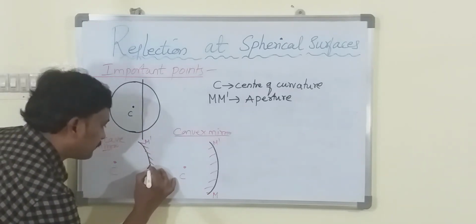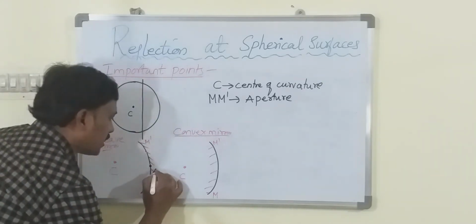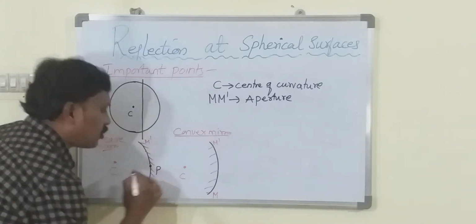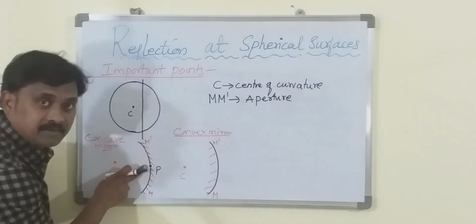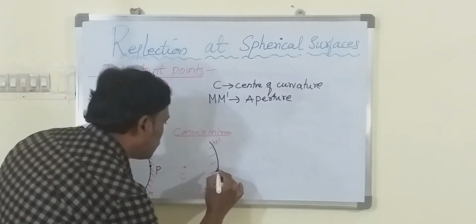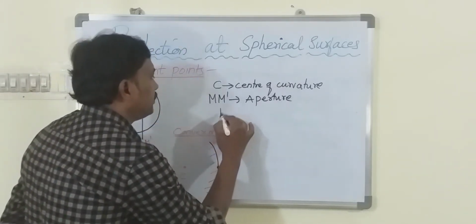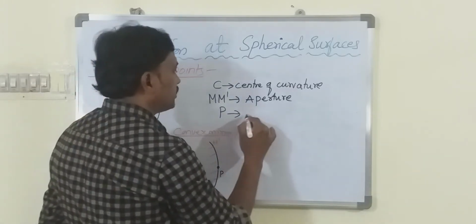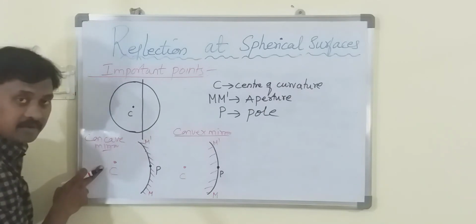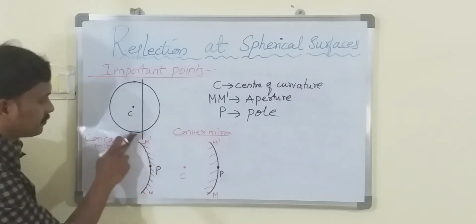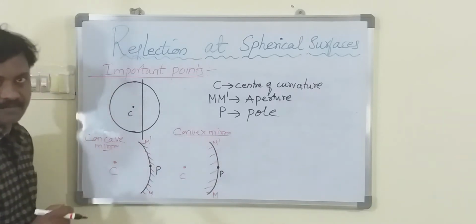Now, suppose the length of this piece M dash is 6 centimeters, then exactly the middle, the geometric center, is what I denote as P, and it is called the pole. So the geometric center of the mirror is called the pole. I also have the geometric center here, that is P. So we have the center of curvature, the aperture, and the pole for both the mirrors.